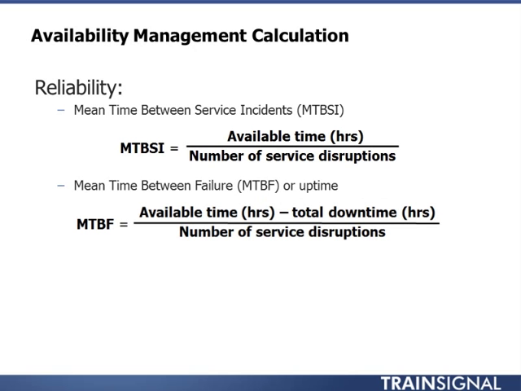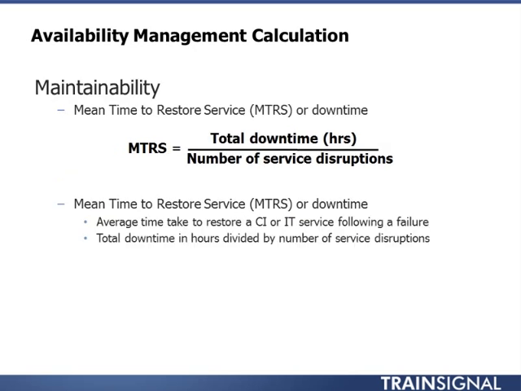Reliability. A measure of reliability is mean time between system incidents. How long can the service or configuration item function without disruption? For components, this is oftentimes reported as part of technical specification. Mean time between failure. This is known as uptime. This is how long the system or service or component is available, expressed as a percent.